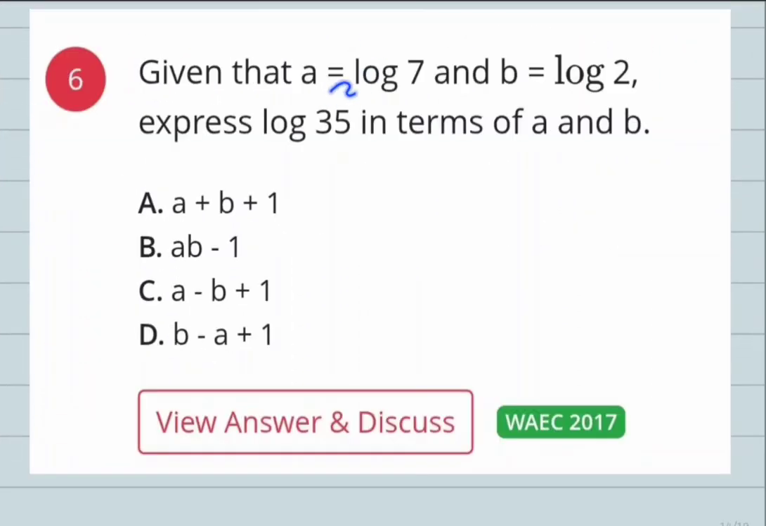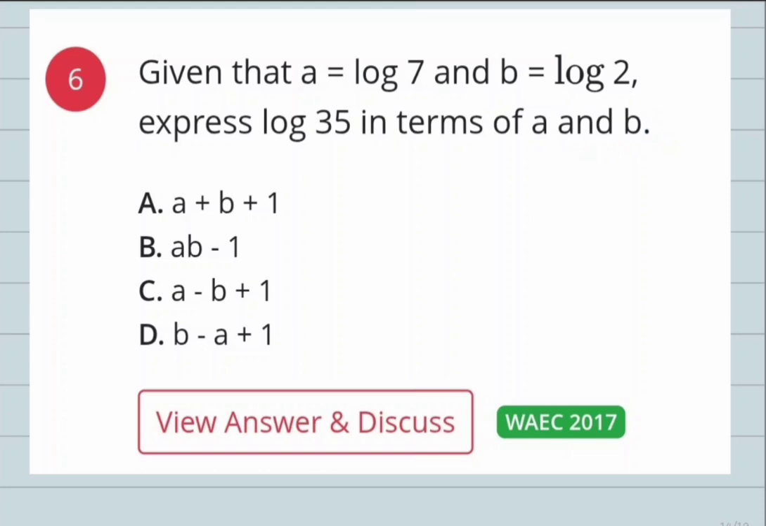Question 6 says we are given that A is equal to log 7 and B is equal to log 2. When you see this kind of thing, always note that they are all in base 10. Since the bases here are not indicated, they are in base 10. So A is equal to log 7 and B is equal to log 2. We are to express log 35 in terms of A and B.